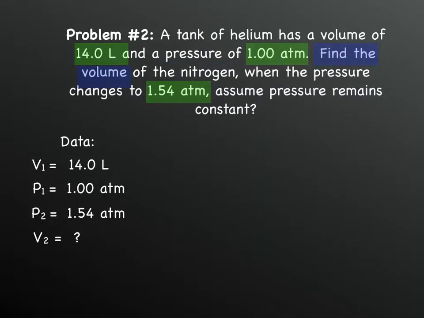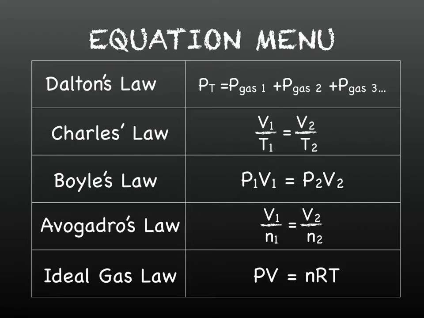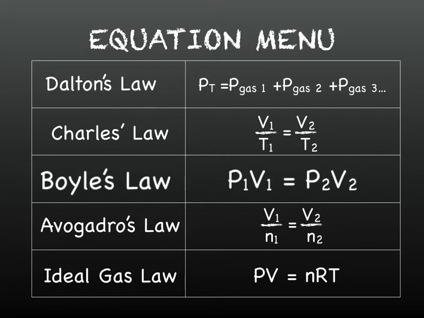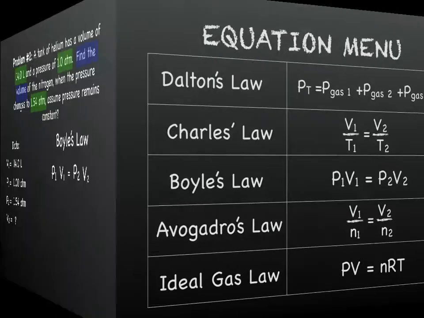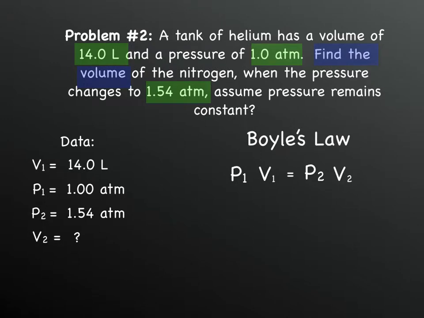For problem number 2, we looked at the equation again, decided it's Boyle's law, and wrote down Boyle's law in our problem, so this is where you should be. Once you do that, we're going to divide both sides by P2 in order to isolate P2 on one side by itself. Notice here the P2's on the right side cancel, and your result is P1 times V1 divided by P2 to give you V2.